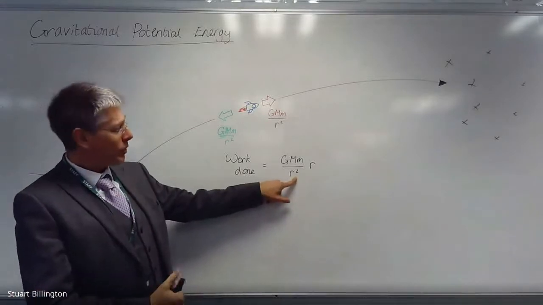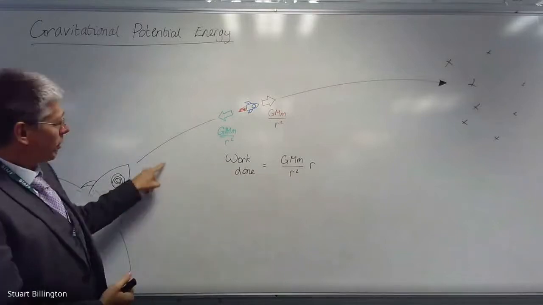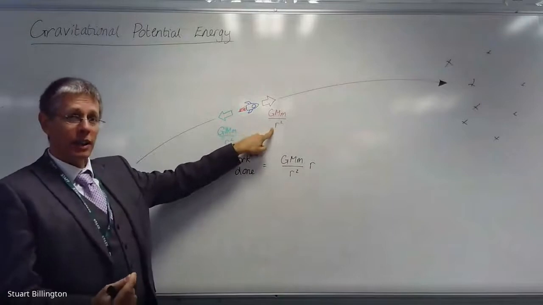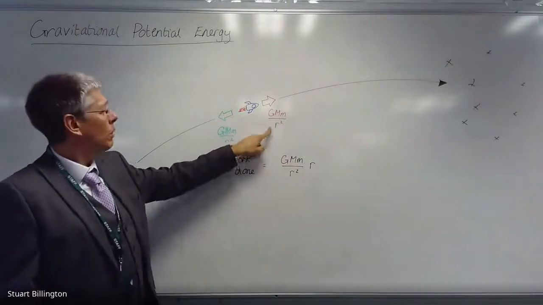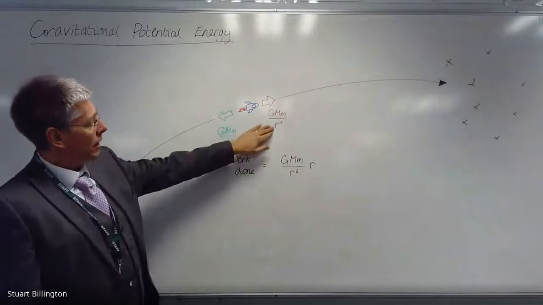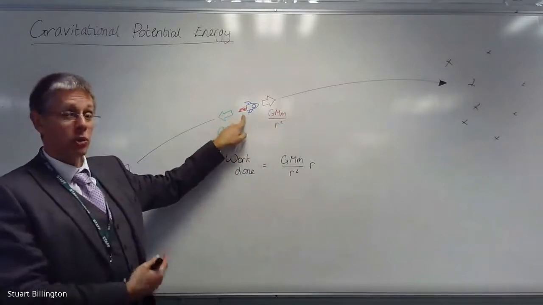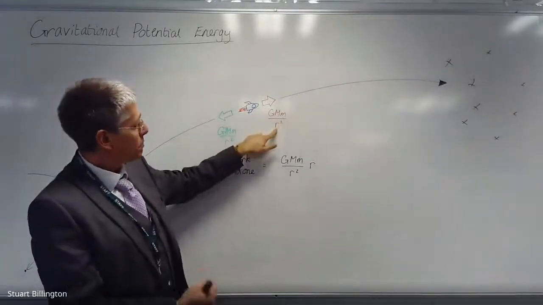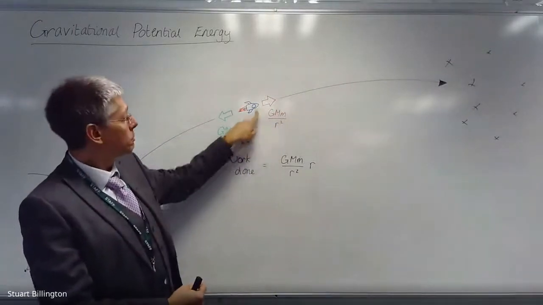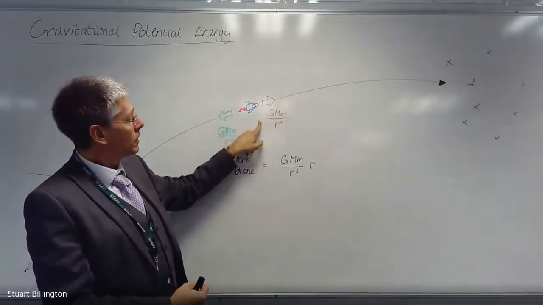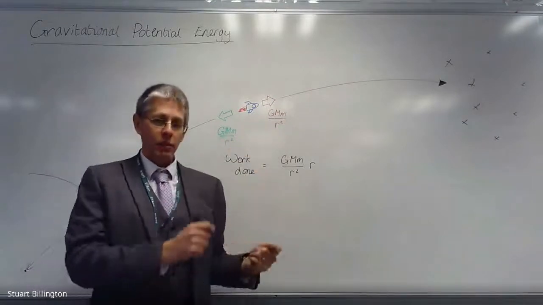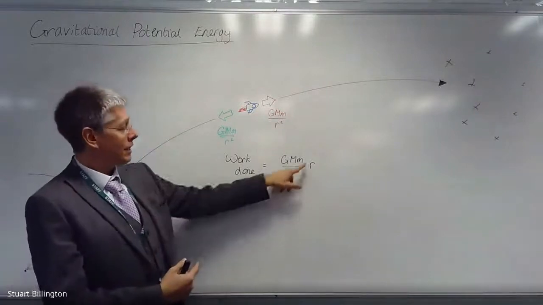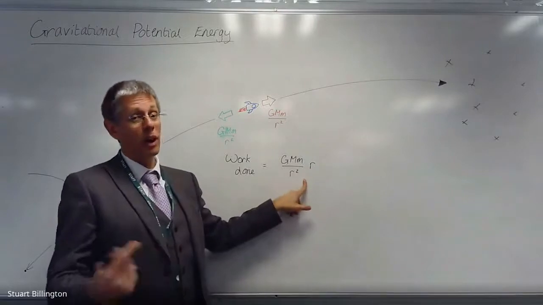So what we've got here is that at every point along the journey, the thrust that the rocket's doing actually depends on where we are. When we're quite close to the Earth and r is quite small, the rocket has to push with quite a big force. But the further we get from Earth and the bigger r gets, the smaller this force becomes. So when we've usually done force times distance, the force has been a constant. But in this particular case, the force actually depends on where we are.